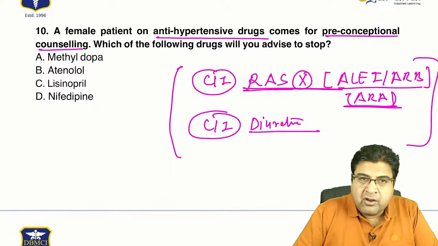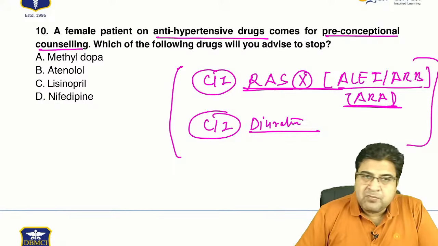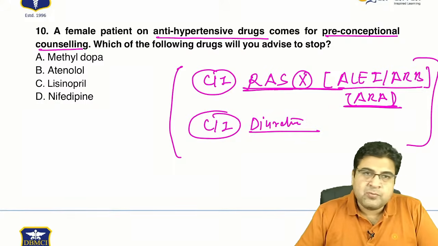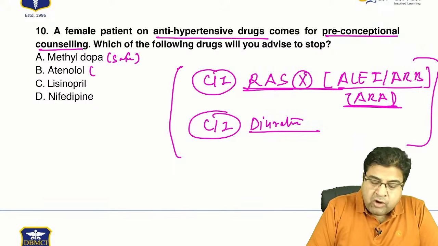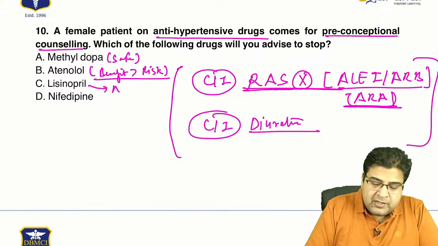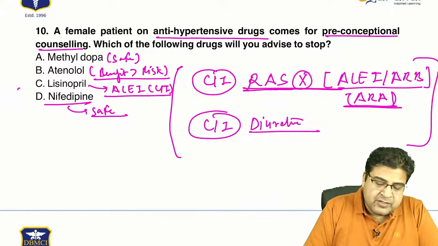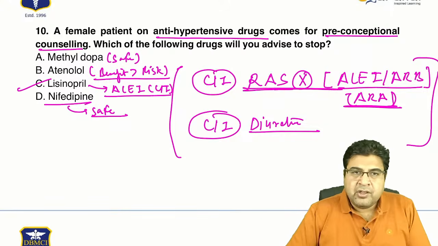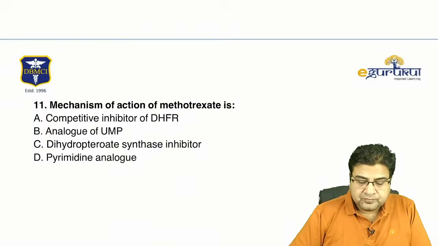But there are some groups which are safe, and other medicines can be given if the benefit is more than risk. Like methyldopa here is safe, but atenolol is not proved to be safe, and is only given when the benefit will outweigh the risk. Otherwise, it is not given. Now, lisinopril is an ACE inhibitor. This is purely contraindicated, and nifedipine is a calcium channel blocker which is safe. That's why in question number 10, you will mark the best answer as C. So best answer is C in this MCQ.